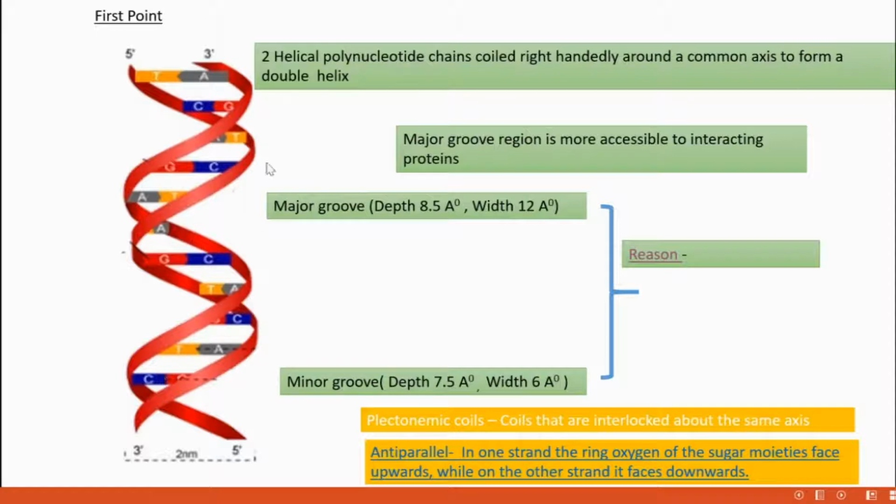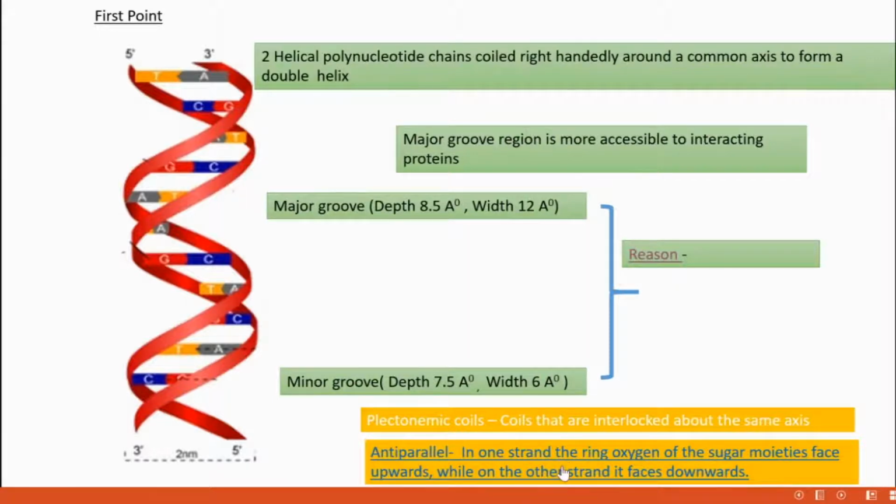Each strand of the double helix is anti-parallel. Anti-parallel means this strand ends with 5' and this strand ends with 3', not the same one. That's why it's called anti-parallel. And also there are some more things we need to understand here about this anti-parallelity.